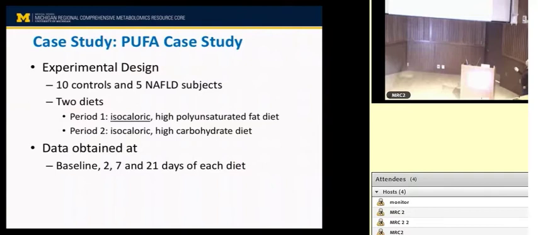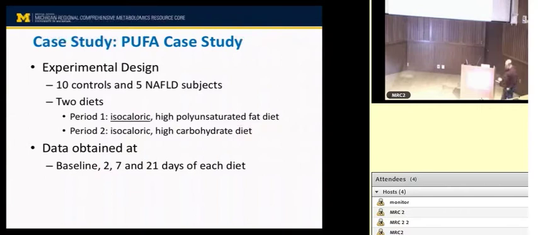You have 10 controls and 5 non-alcoholic fatty liver disease subjects. Then you have the two diets that Chuck showed you. On top of that, you also have time course data. This is a really complex design, because for one subject on, let's say, the PUFA diet, you get measurements over 4 time points, and then you switch them to the other diet and take another 3 measurements. So for every subject, you have 7 measurements.